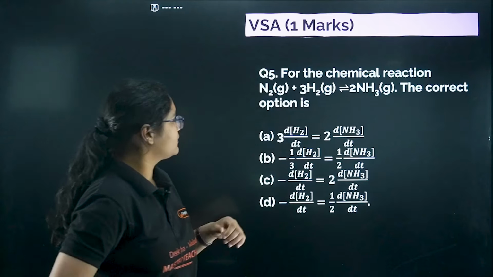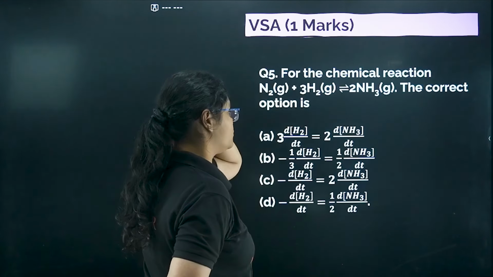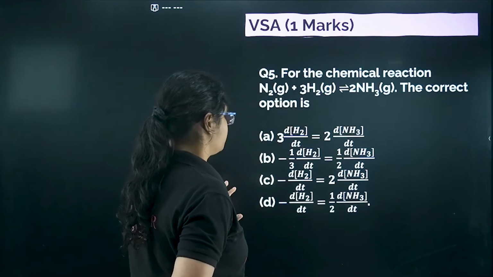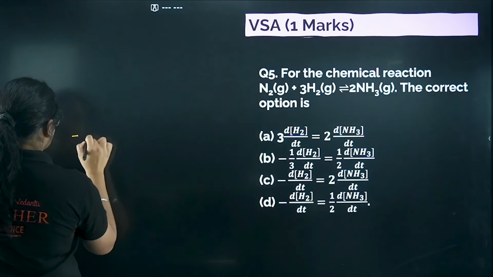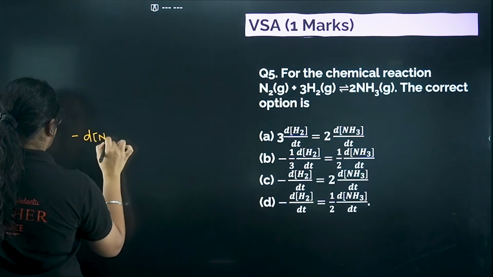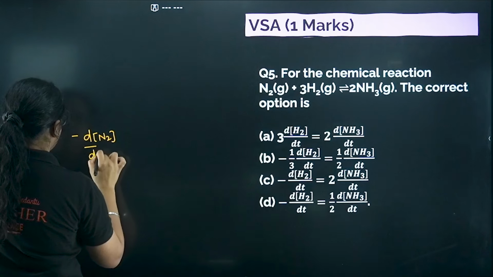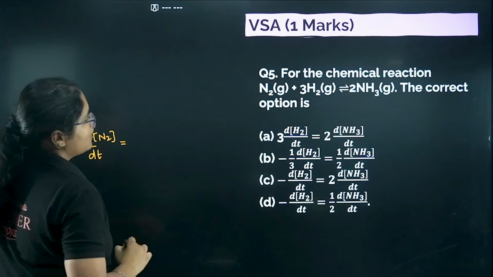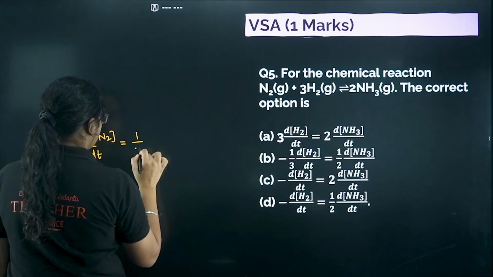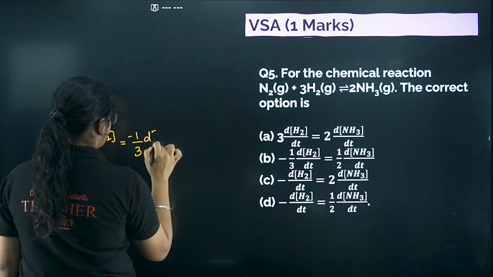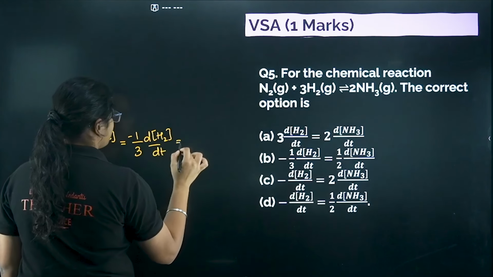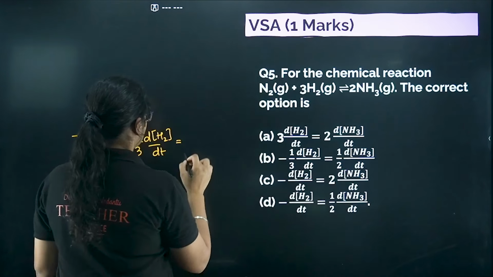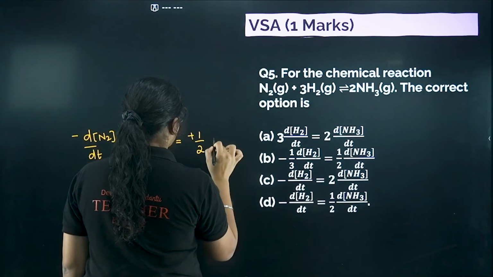Next, for the chemical reaction N2 plus 3H2 gives 2NH3, what is the correct option here? So we can write minus dN2 by dt is equal to minus 1 by 3 dH2 by dt, then I have plus 1 by 2 dNH3 by dt.